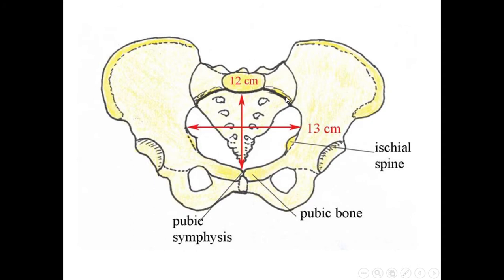But if the sacrum is here, we have what is called left sacroposterior. If the sacrum is here, we have left sacrotransverse. If the sacrum is directed here, we have left sacroanterior. And on the other side, right sacroanterior, right sacrotransverse, right sacroposterior.